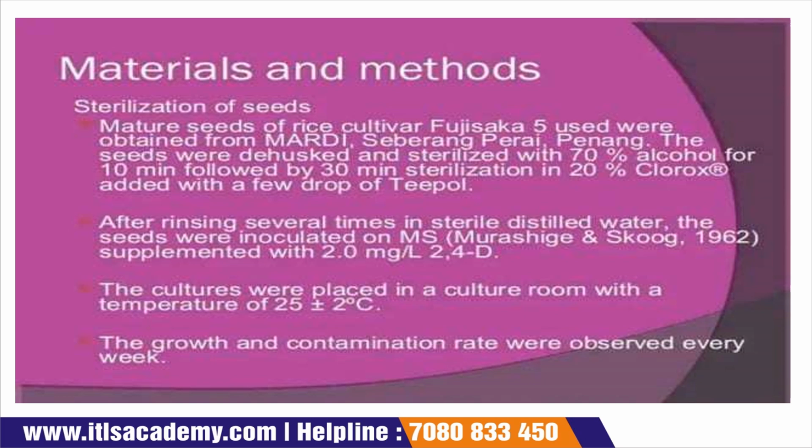Okay, now the next, materials and method. Now the first method is what? Sterilization of the seed. So we have a mature seed of rice, cultivar Fujisaka 5, which was obtained from MARDI, Seberang Perai, Pinang. The seeds were dehusked and sterilized with 70% alcohol for 10 minutes. Okay, so the variety that we choose is Fujisaka 5, which is obtained from MARDI, Seberang Perai, Penang.